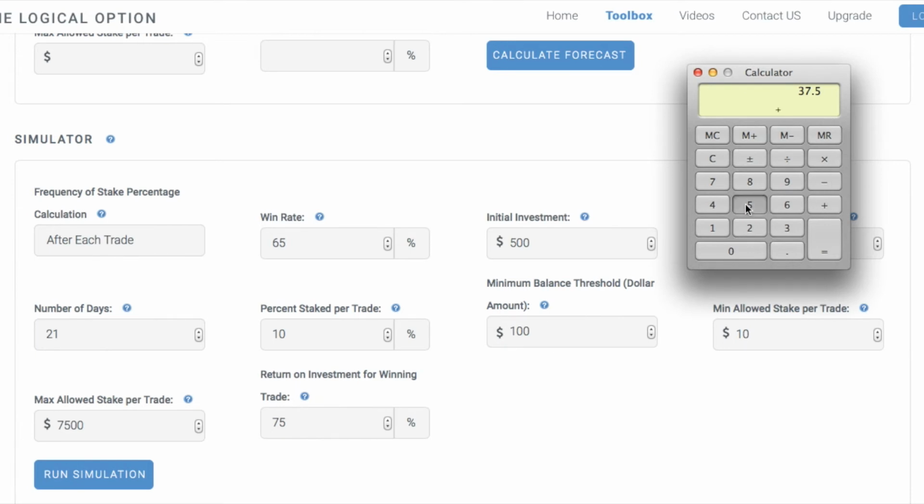So now we'll add that to the $500. So now our balance is $537.50. So now we recalculate the dollar amount we're trading. So 10% of $537.50 is, say, we'll trade about $54 the next time. So if we lose that trade, we lose the $54 and we're down to $483.50. So at this point, we've lost money. We're going to recalculate the 10%, and our next trade is going to be $48.